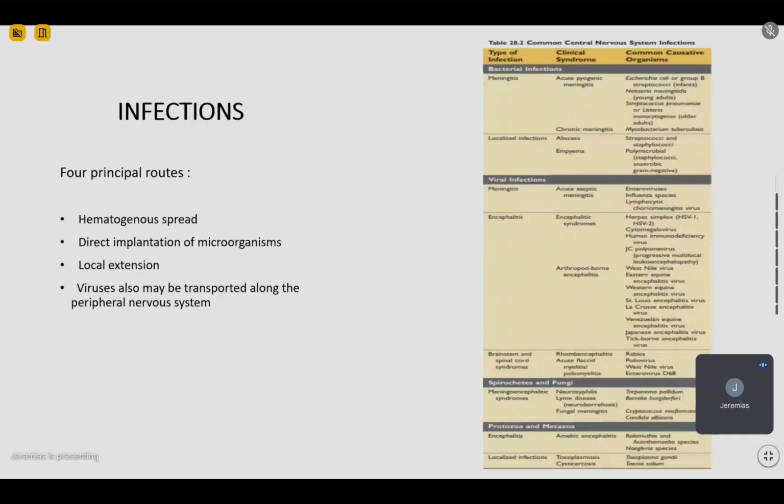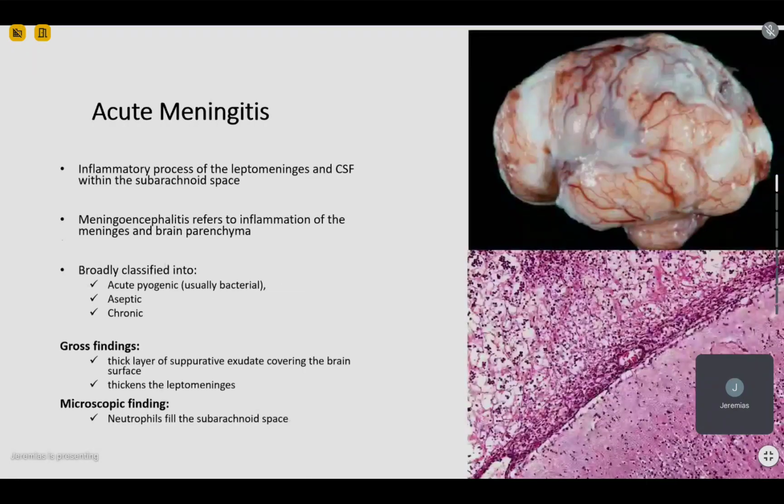Under infections, it is common ang meningitis. So acute meningitis or meningitis is an inflammatory process of leptomeninges and CSF within the subarachnoid space caused by an infection.